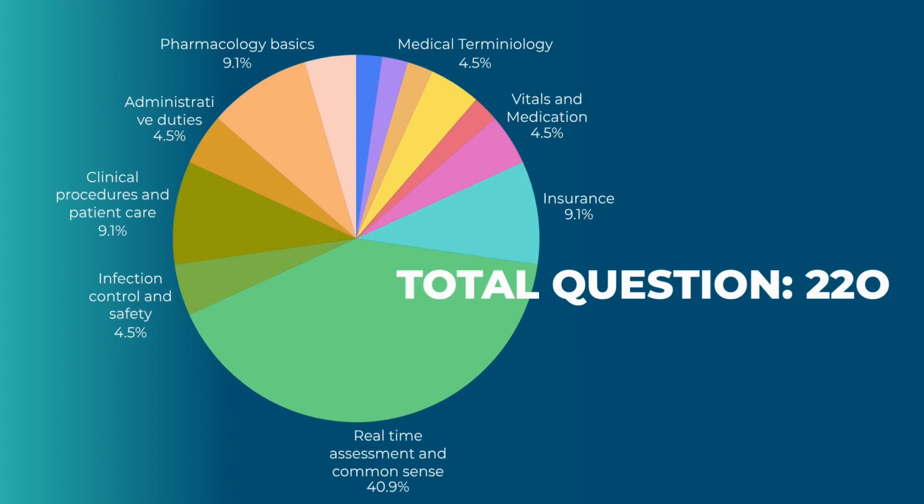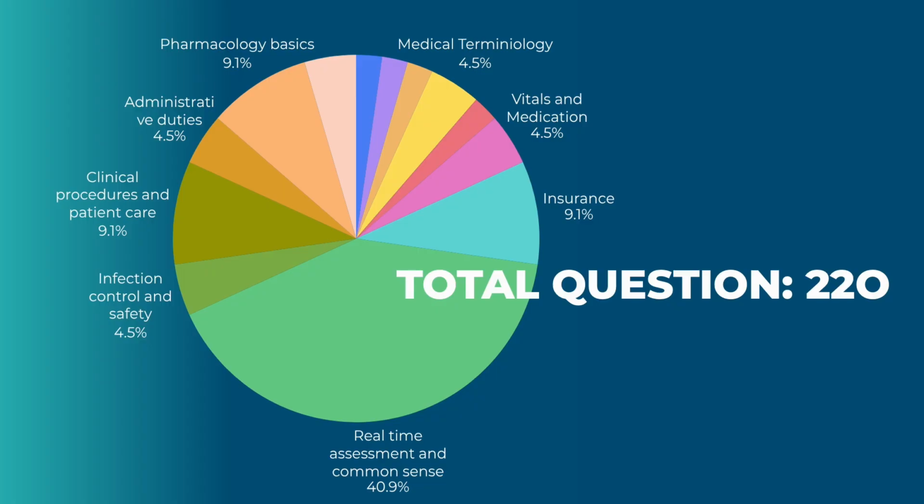In the RMA exam, there will be 220 questions and the time will be 120 minutes. Major questions will come from real-time assessment and your common sense, and the rest of the sections include insurance, vital signs, medical terminology, pharmacology, administrative duties, clinical procedure and patient care, infection control and safety, and so on.